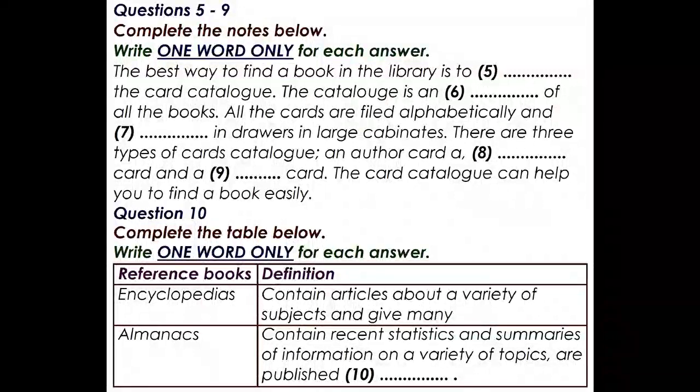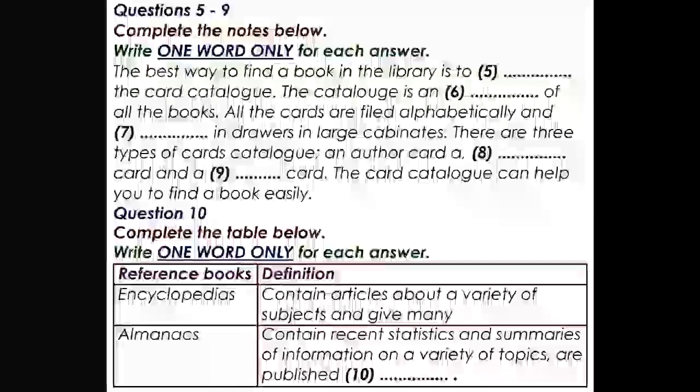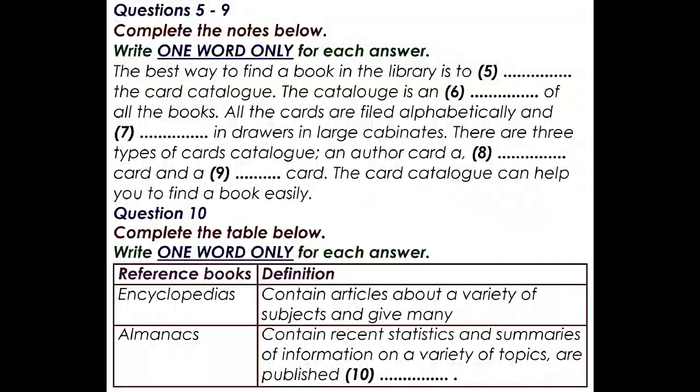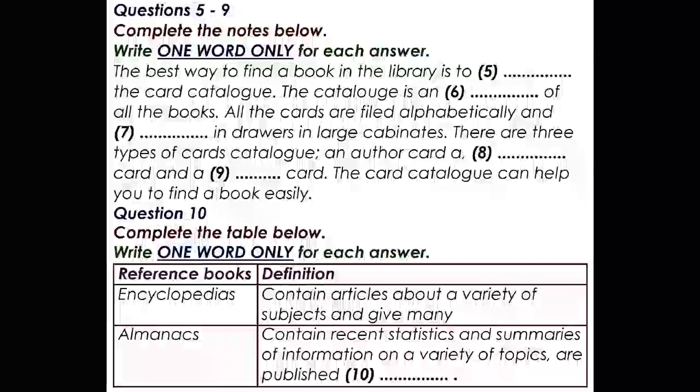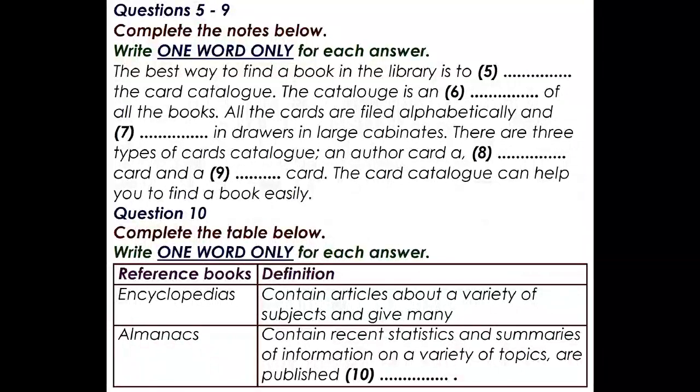Almanacs are also a type of reference books. An almanac is a book that contains recent statistics and summaries of information on a wide variety of topics. It is published annually. Information is listed alphabetically by subject.